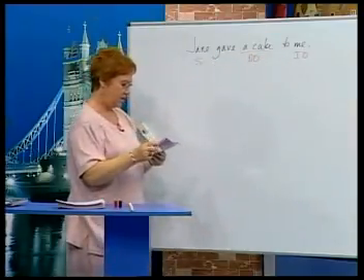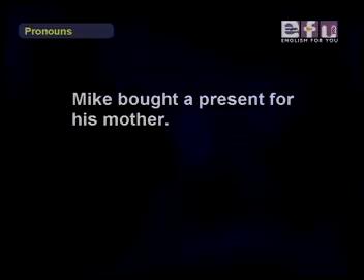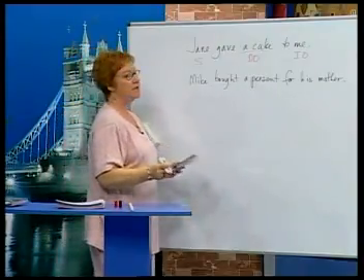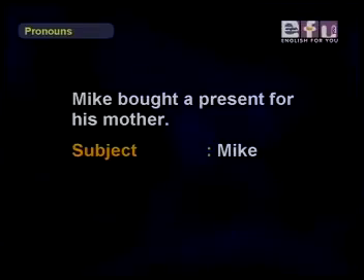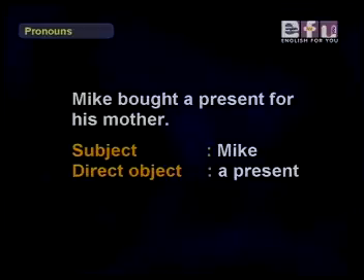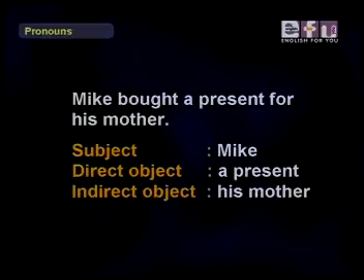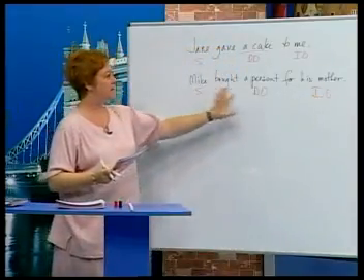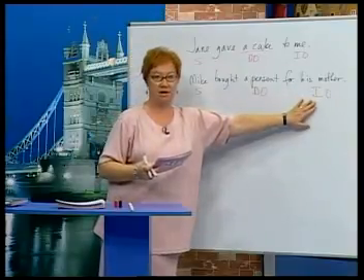Good. Okay, here's another sentence. Mike bought a present for his mother. Mike bought a present for his mother. Okay, Susan, you do the same thing. Mike is the subject. A present is the direct object. For his mother, indirect object. Yes, good. Okay, so we've got subject, direct object, indirect object.